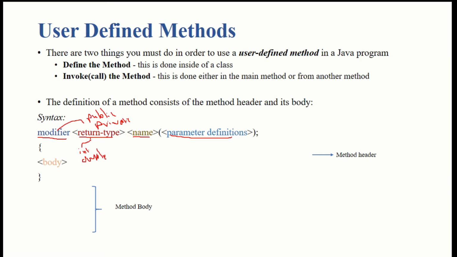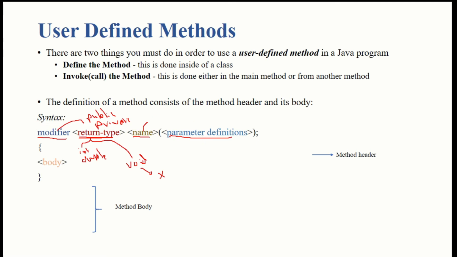So we have two options: you put a type, or you can put void. If you put void, that means the method does not return anything. If you put an integer, character, or something like that, then the method will return a value of the same type that you put as the return type. Then comes the name of the method. You can call it any name, but remember, no spaces, and no keywords can be used.